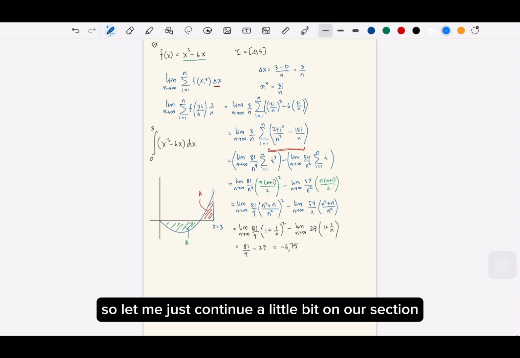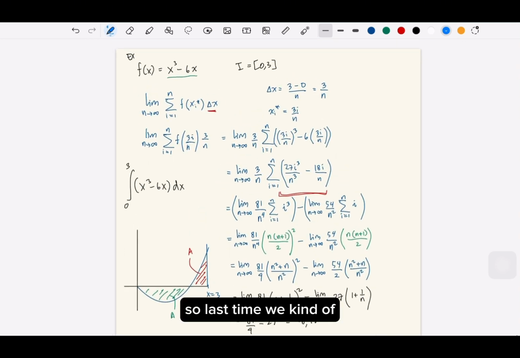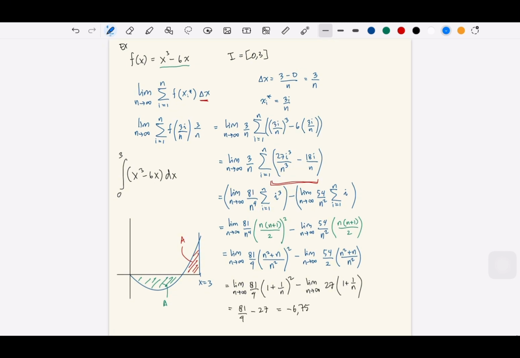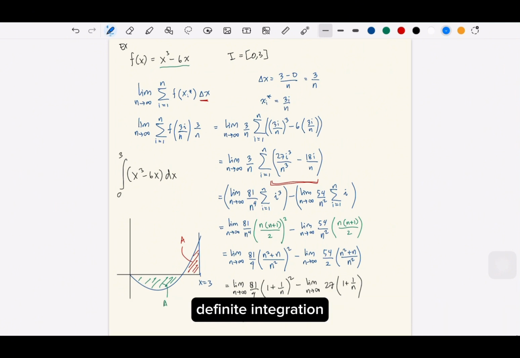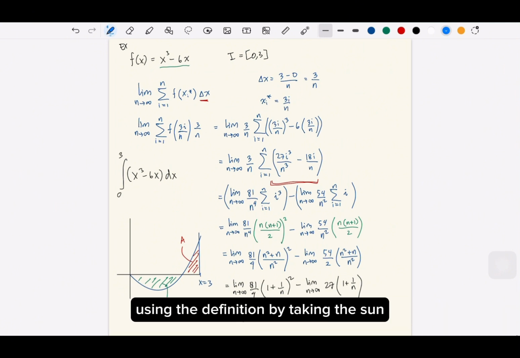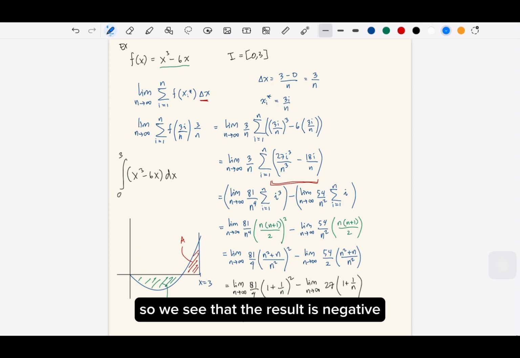So let me just continue a little bit on our sections. Just finish off the first part of the introduction of the definite integral. So last time we solved the definite integration using the definition by taking the sum. So we see that the result is negative.